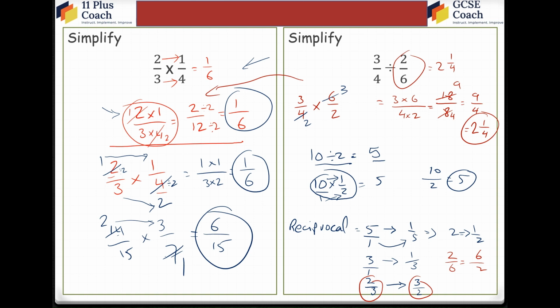And then times across now. So that'll give me 3 times 3, which is 9, and 2 times 2, which is 4. So same as what I had earlier, 9 over 4, which you saw earlier, can be written as 2 and 1 quarter. Same answer as that. So to summarize, dividing by a fraction is the same as multiplying by its reciprocal.